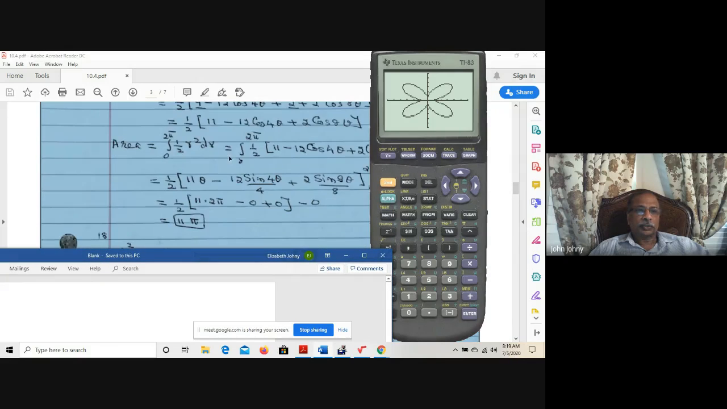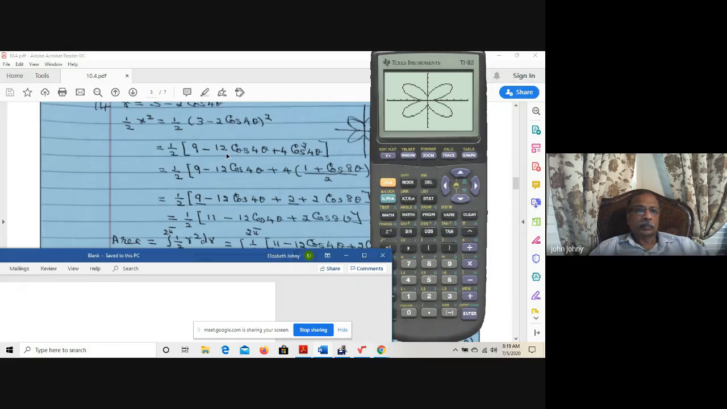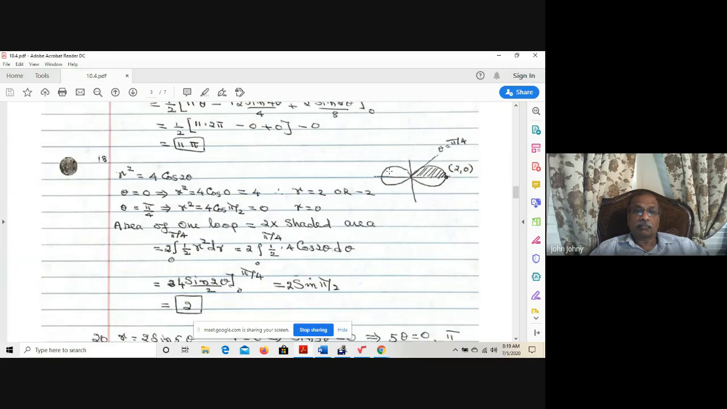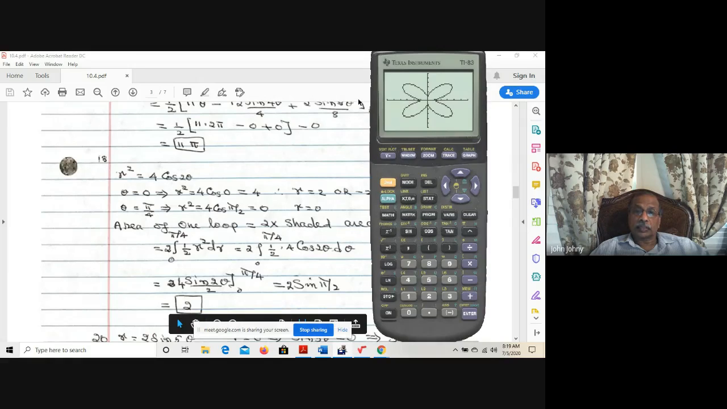r square is equal to, oh, it is r square. Anyhow, you don't have to draw. If you want to draw, you have to draw two curves: r is equal to 2 times square root of cos 2 theta, and r is equal to negative 2 times square root of cos 2 theta. So it's not necessary. So the graph looks like this. We want to make sure that the graph looks like this.